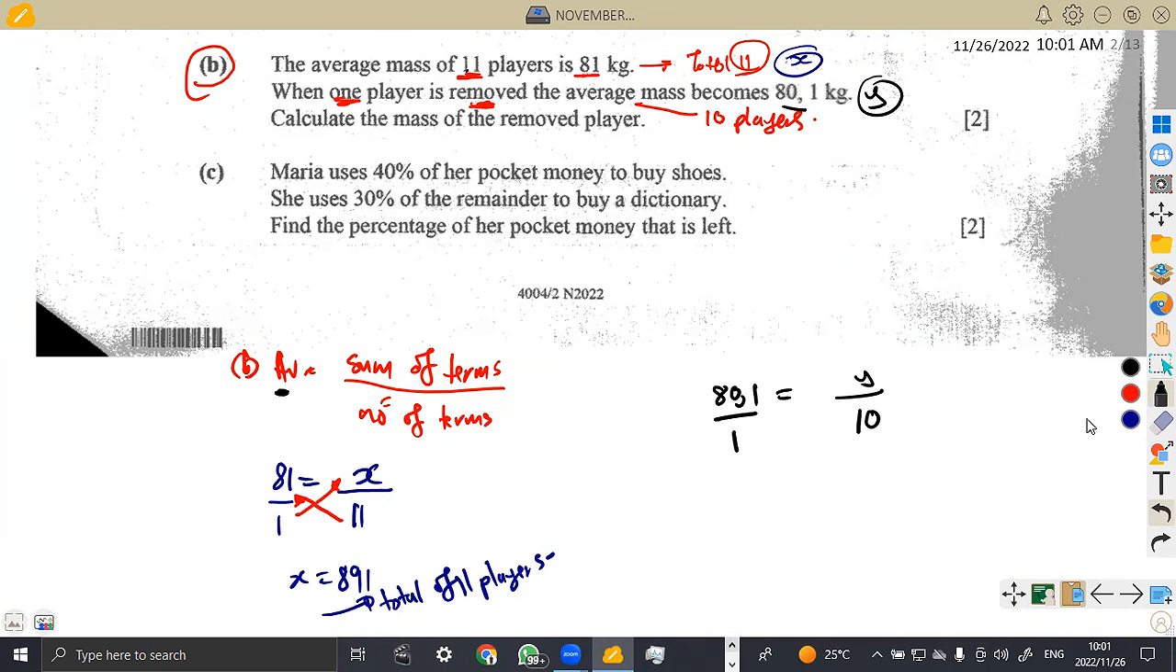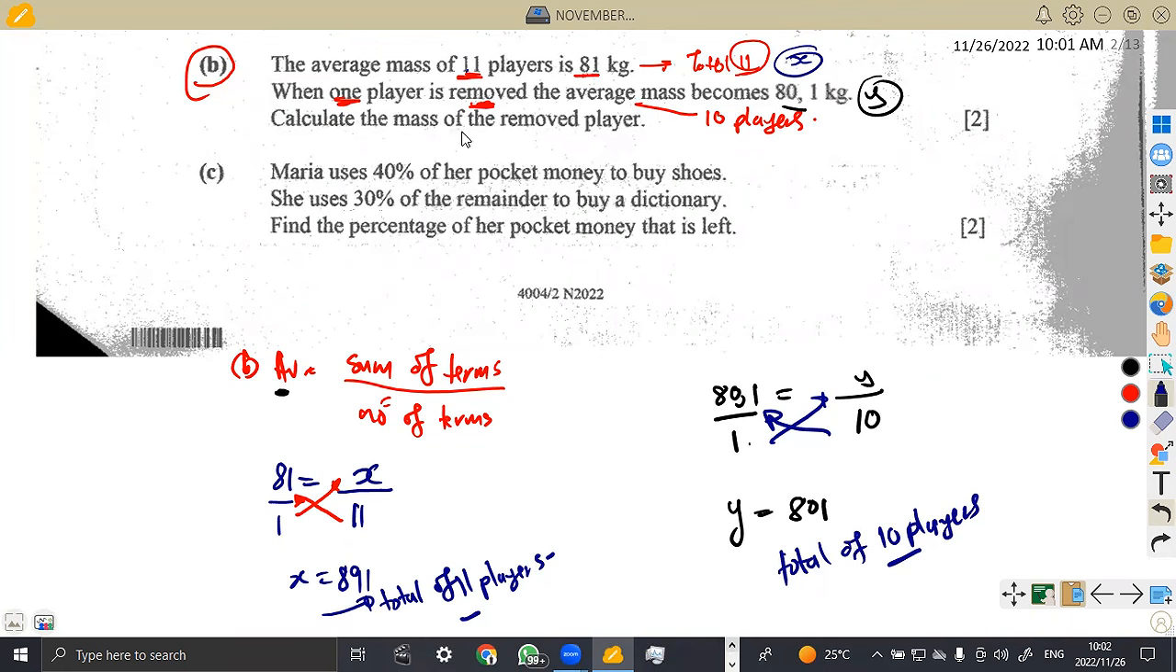So that means we can just cross multiply just like the previous part so that you can have the value of y. So 1 times y here, that's y is equal to 80.1 times 10, which is simply 801. All right. So this is going to give us 801, which is the total of 10 players. So we have got the total of 10 players, the total of 11 players.